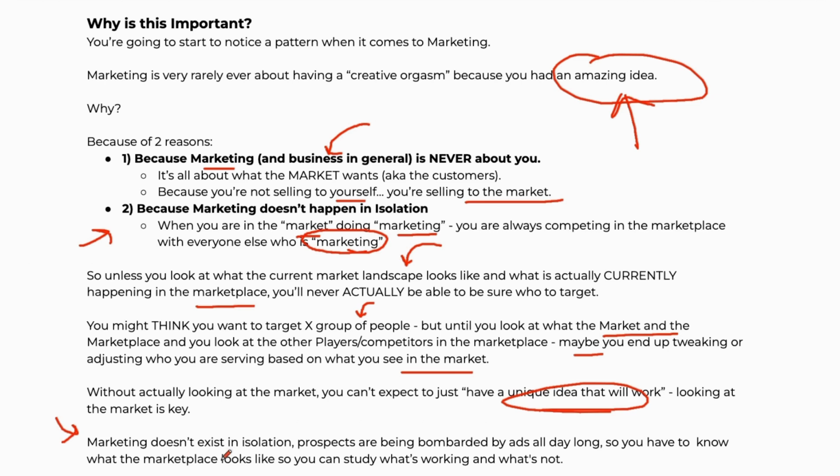Prospects are being bombarded by ads and other competitors and other players all day long. They're making decisions of who they want to work with. And so unless you actually look at the marketplace using your swipe file, the way that you're going to learn about it, and you actively do it, right? You do the dang work.